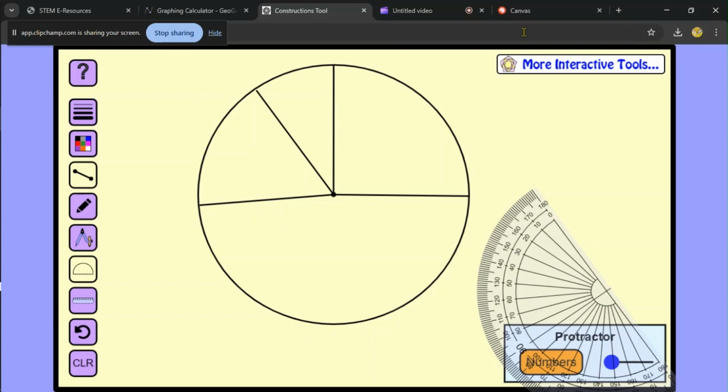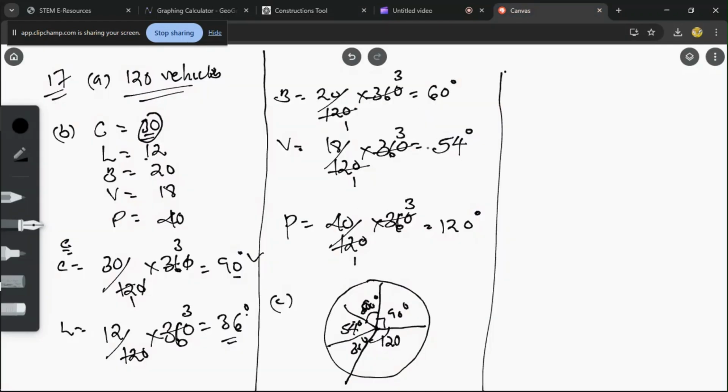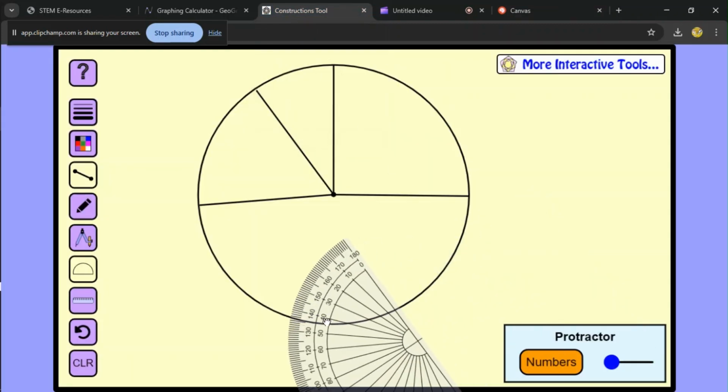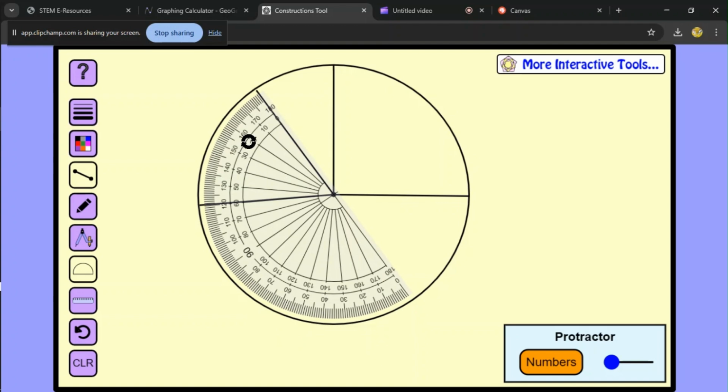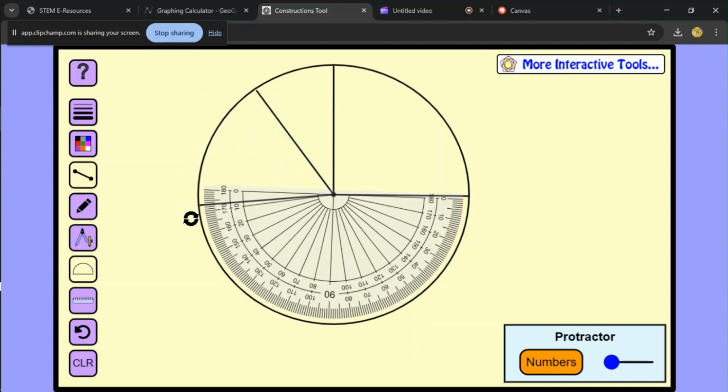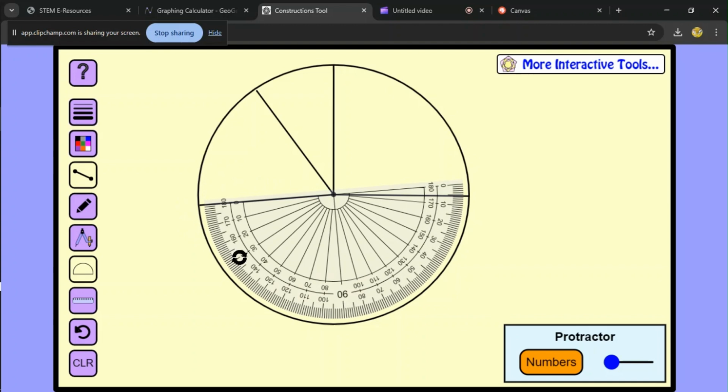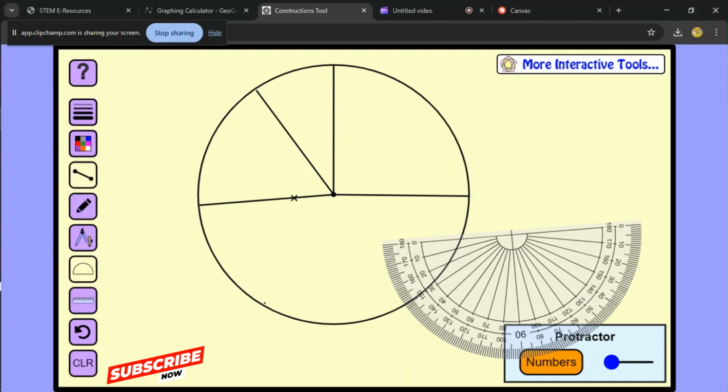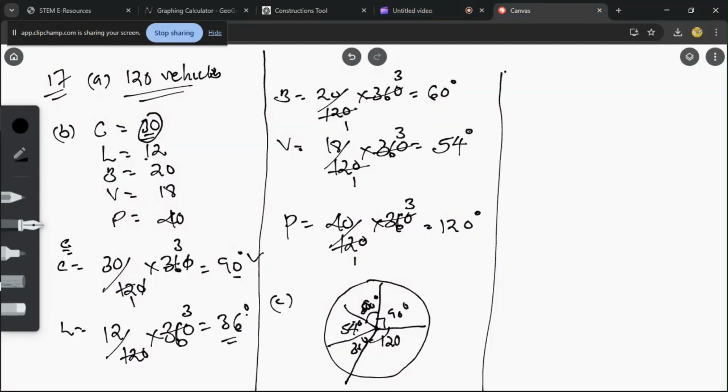Then the next one is what angle? An angle of 54. I come again. I put 54 somewhere here. 54. This is 10, 0, 10. I'm using the inner scale. 0, 10, 20, 50. 54 will be somewhere. I pick my pencil. 54 should be somewhere there. And then I join using a straight line. That one.